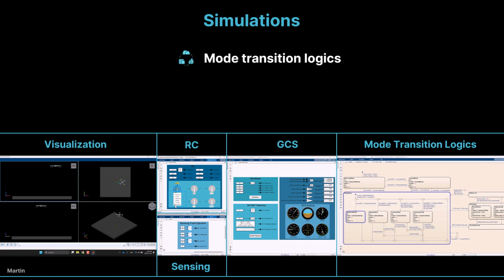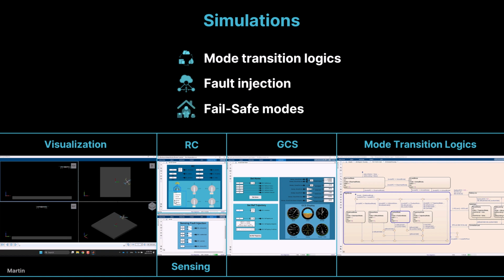The simulation replicates how the drone transitions between different flight modes such as stabilized mode, altitude mode, position mode, trajectory mode, and emergency procedures. This logic is typically modeled using state machines that define clear conditions for each transition, ensuring predictable and safe operation. Fault injection and fail-safe modes.